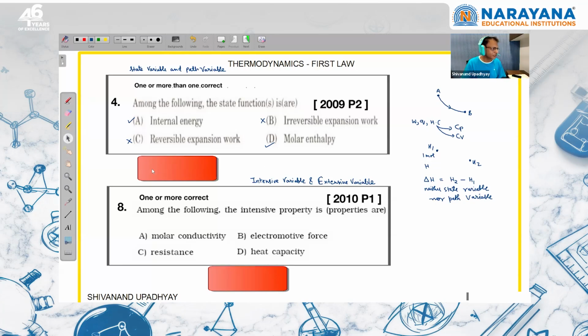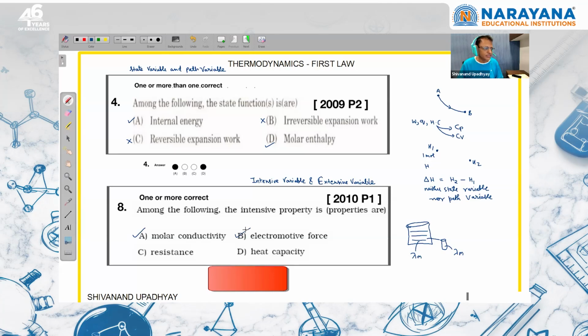So this is about the first question. So this is the answer given by JEE Advanced. The second question is, among the following, the intensive property or properties are. So intensive and extensive, we know that intensive property does not depend on the amount of the substance, and extensive property depends. Suppose we have taken an electrolytic solution, the molar conductivity of this solution, either I take 1 liter of the solution or if I take some ml of the solution from this, if the molar conductivity of this solution will be lambda m, for this solution also molar conductivity will be same. So molar conductivity is an intensive variable.